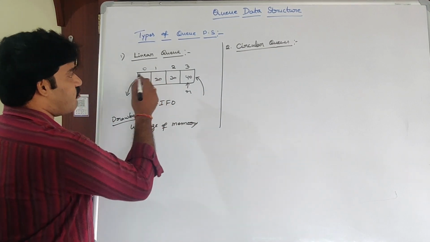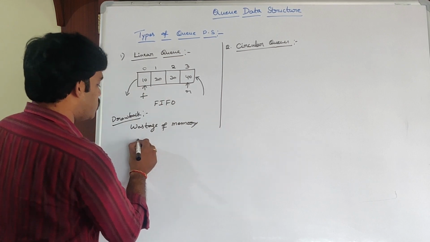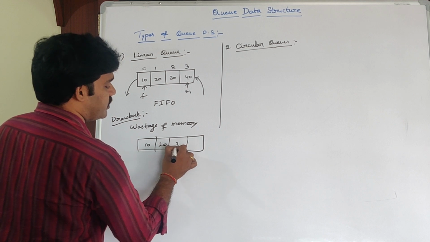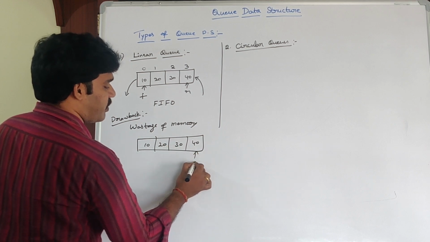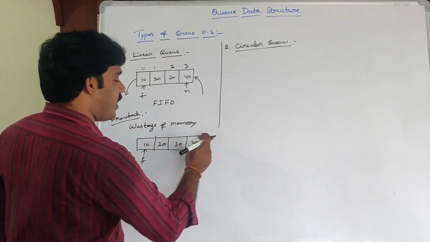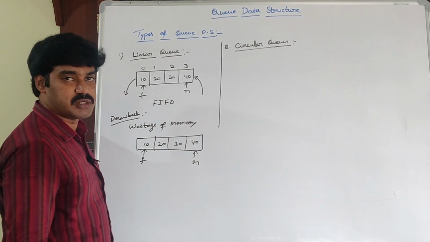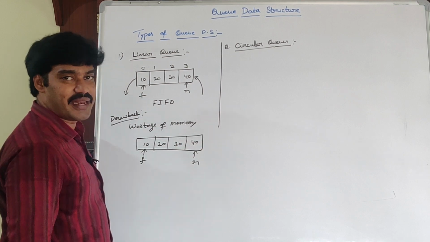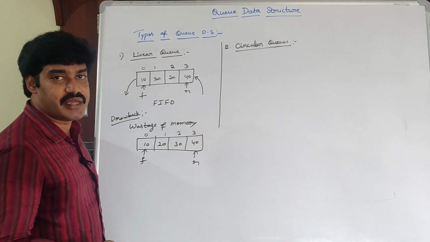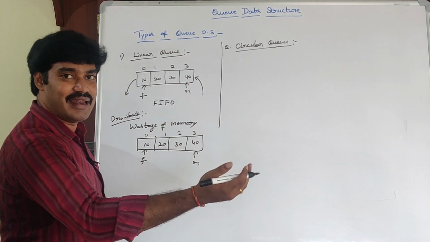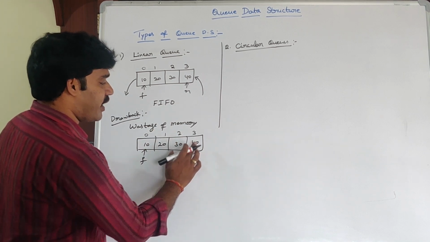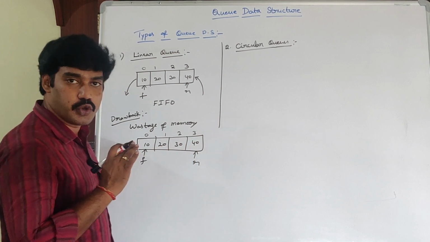So what is meant by wastage of memory in a linear queue data structure? Assume that this is your queue data structure with 4 elements, 10, 20, 30 as well as 40. This is my rear and this is my front. Is it possible to insert an element into the queue data structure? It is not possible. Why? Because rear reaches max size minus 1. 0, 1, 2, 3. Queues can be implemented in two ways, by using arrays as well as by using linked list. This is the implementation of queues by using arrays. So when rear reaches max size minus 1, that indicates our queue is full.